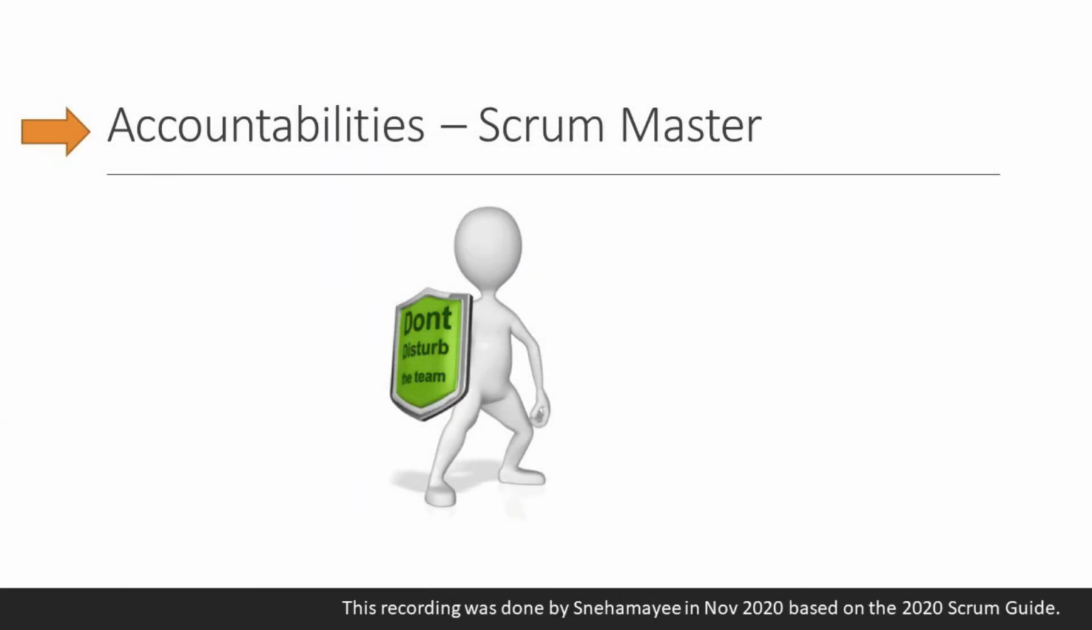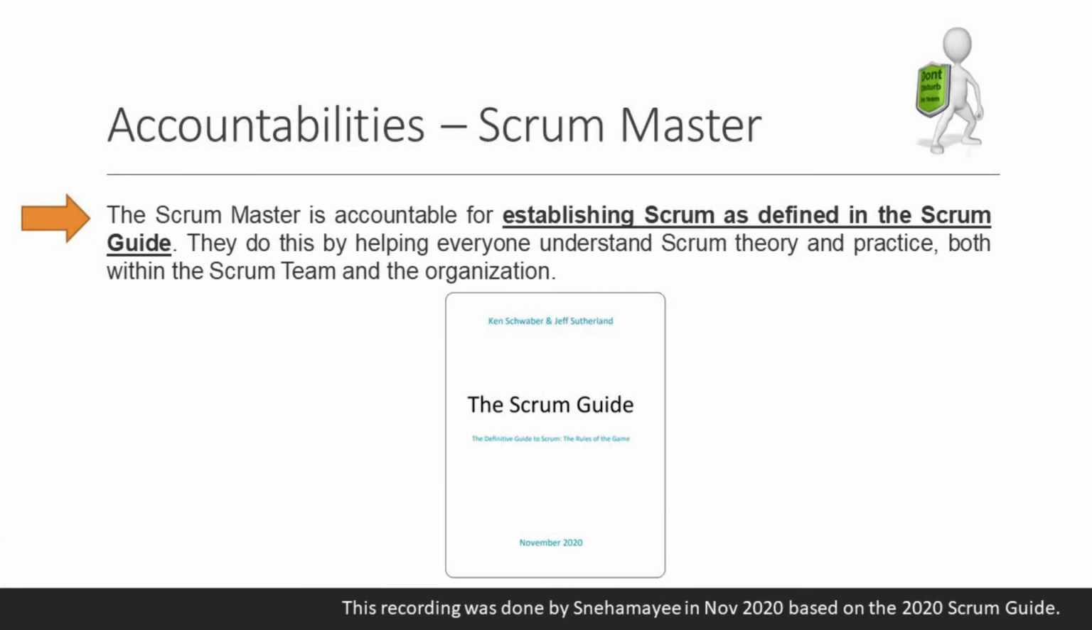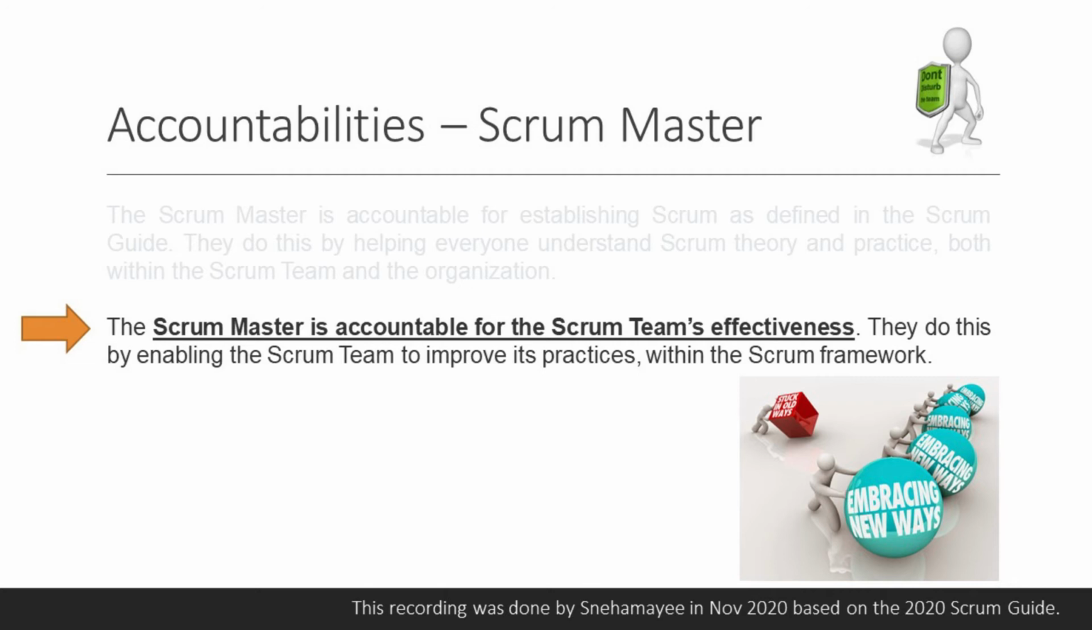Accountabilities. Scrum Master. The Scrum Master is accountable for establishing Scrum as defined in the Scrum Guide. They do this by helping everyone understand Scrum theory and practice both within the Scrum team and the organization. The Scrum Master is accountable for the Scrum team's effectiveness. They do this by enabling the Scrum team to improve its practices within the Scrum framework.